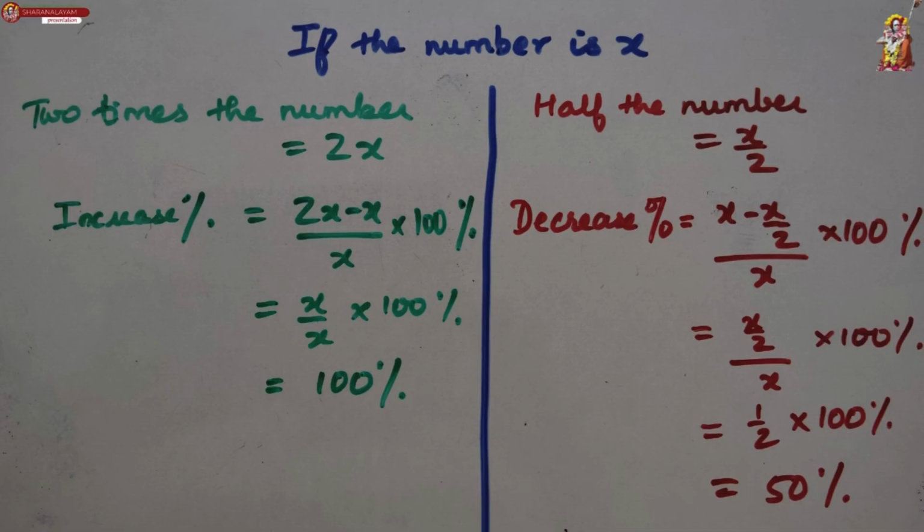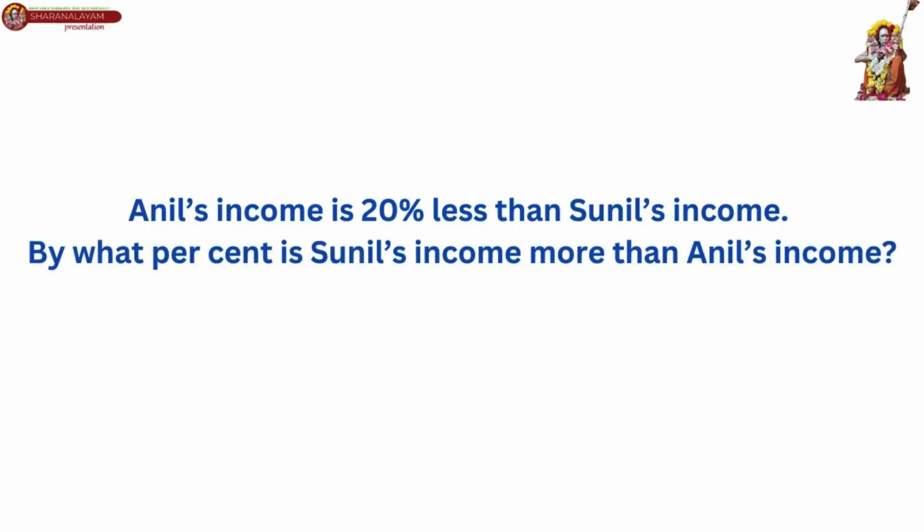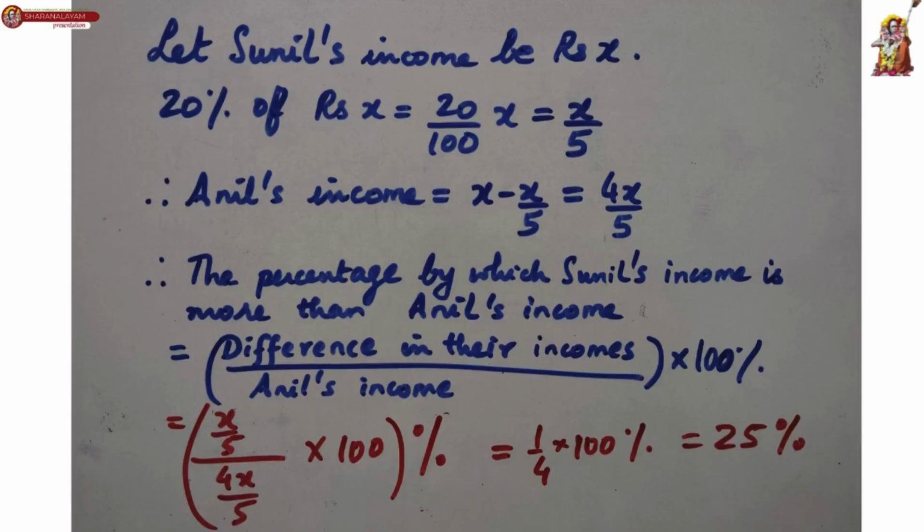Now, the next question. Anil's income is 20% less than Sunil's income. By what percent is Sunil's income more than Anil's income? So, for this, we have 3 methods to solve. Method 1. Let Sunil's income be rupees x.